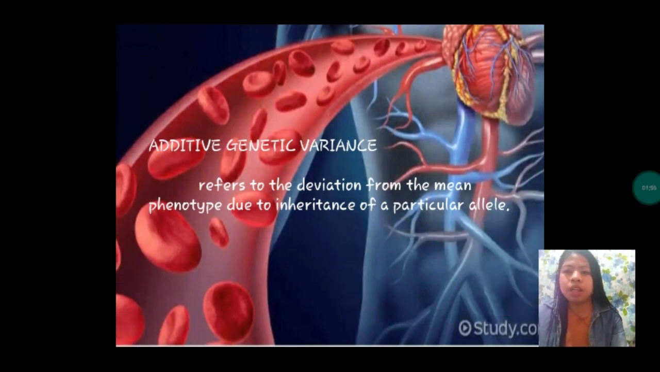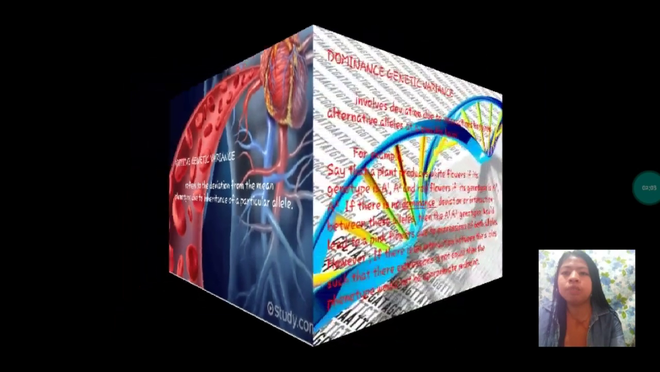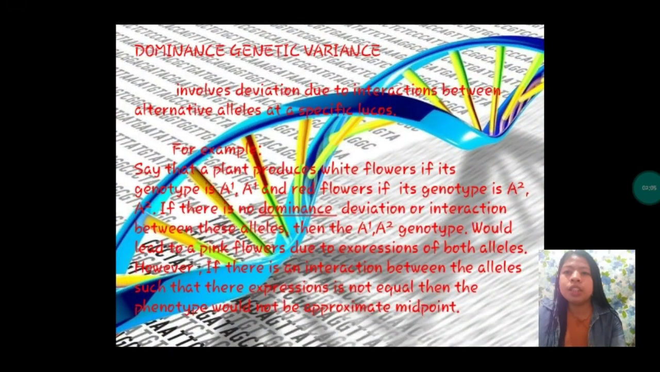Additive genetic variance refers to the deviation from the mean phenotype due to inheritance of a particular allele. Dominance genetic variance involves deviation due to interaction between alternative alleles at a specific locus.